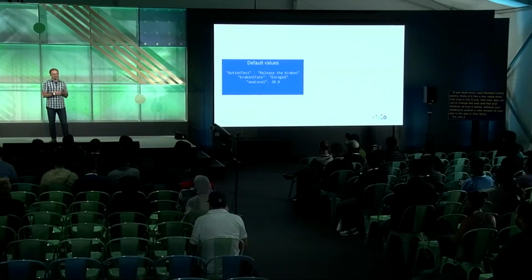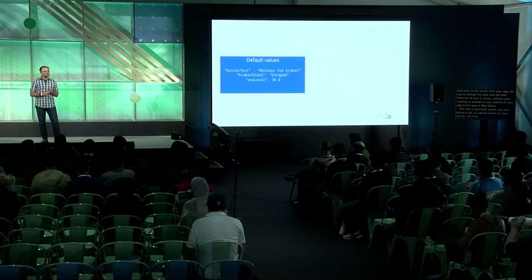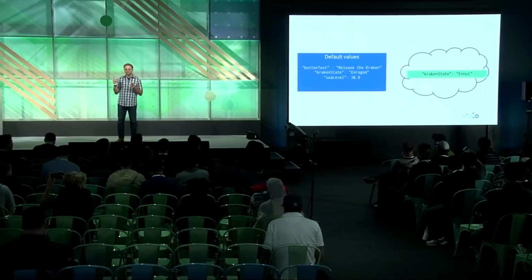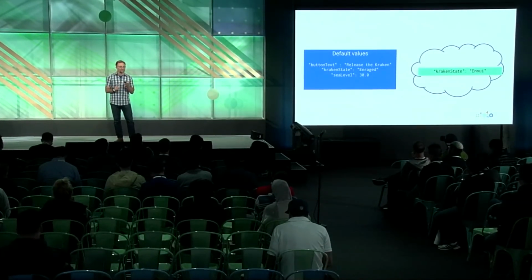If you've never used Remote Config before, you can kind of think of it like a key value store that lives in the cloud that your app can use to change the look and feel and behavior of how it works without your needing to publish a new version of your app to the App Store or the Play Store. So the way it generally works is you're going to set up a bunch of values locally on your device. And then as time goes on, when you want to change one of these values, you can do that using Remote Config, which you will do in the cloud, either using the Firebase console or using the REST API that we just announced like a month or two ago.